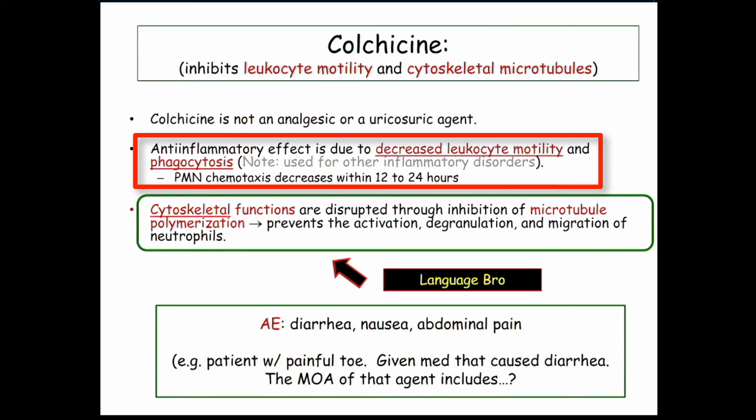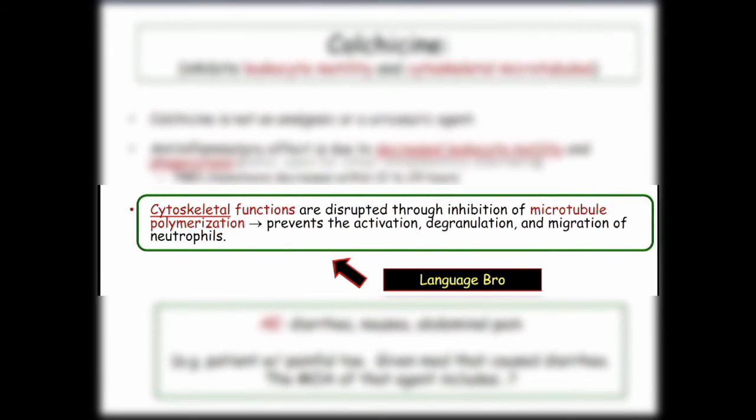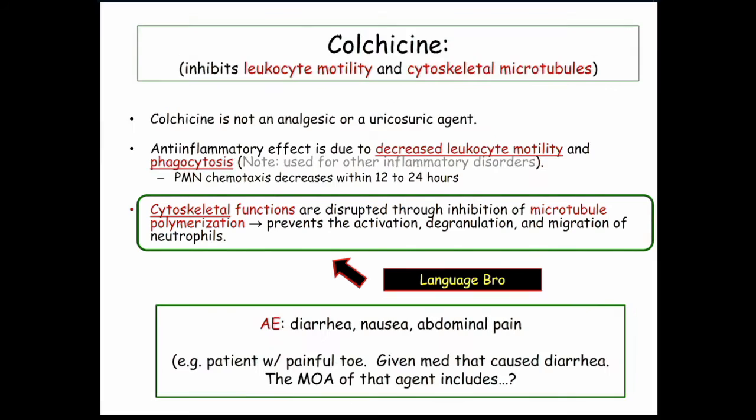They'll say which drug works by inhibiting leukocyte motility. So you need to know that description, and here's their other favorite. Cytoskeleton functions are disrupted through inhibition of microtubule polymerization. That's the language of colchicine, and that's how they'll describe it.